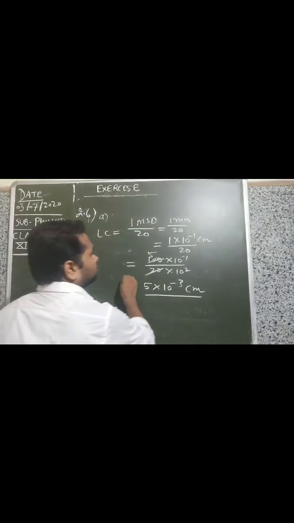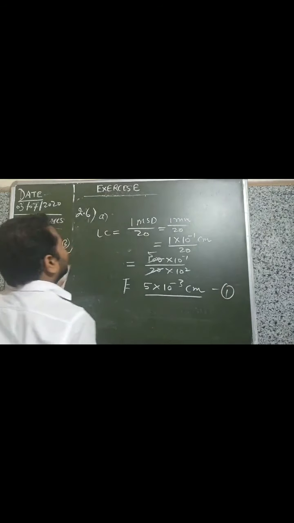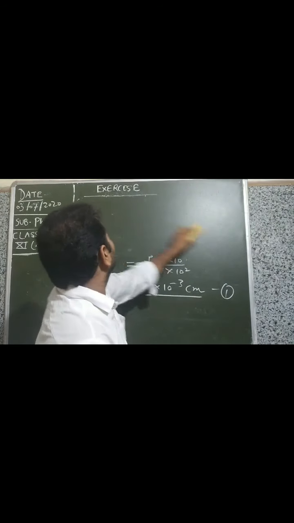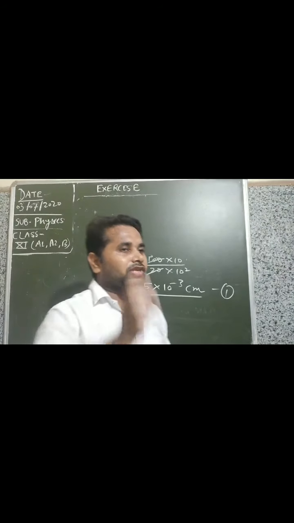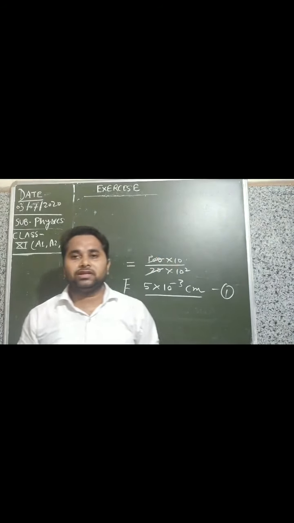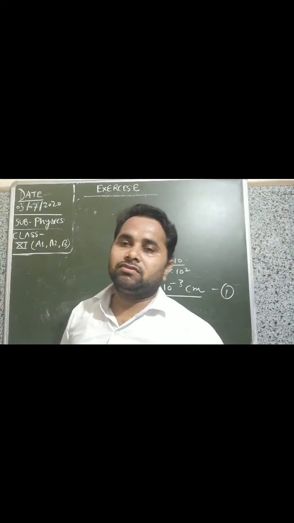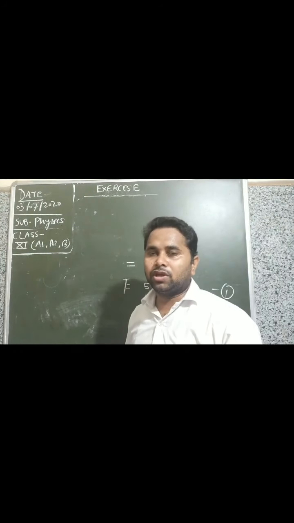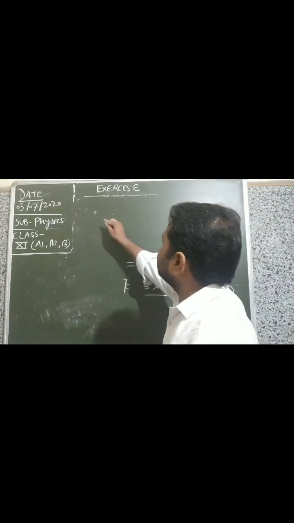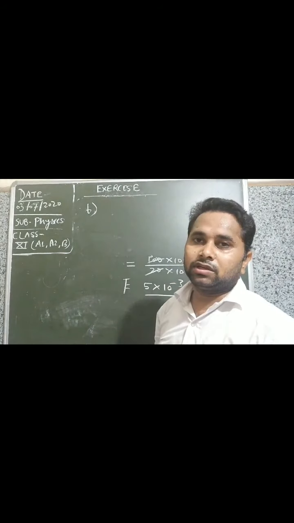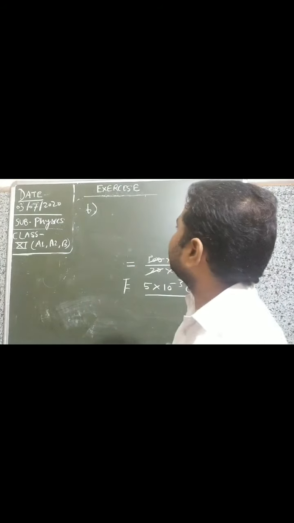This is equation number 1. In this question we have to see which instrument is more precise. More precise means we have to check the least count of the devices. The device whose least count is minimum, smaller, will be the more precise instrument. So B here is given the screw gauge. The screw gauge least count formula.